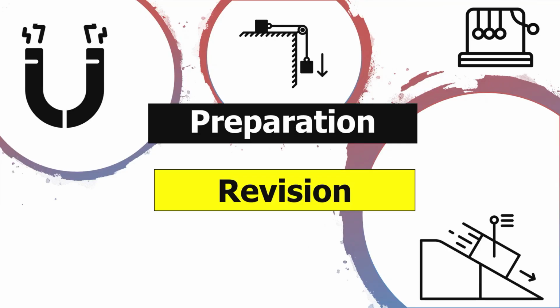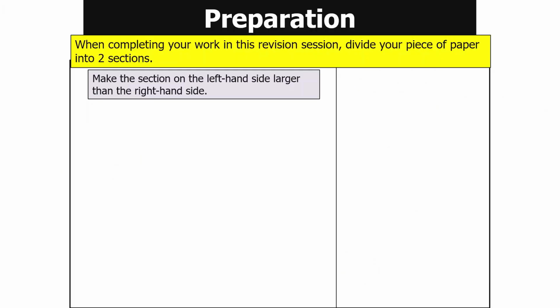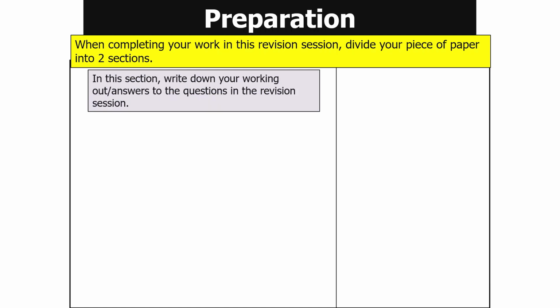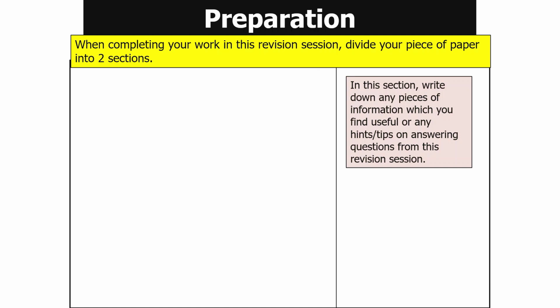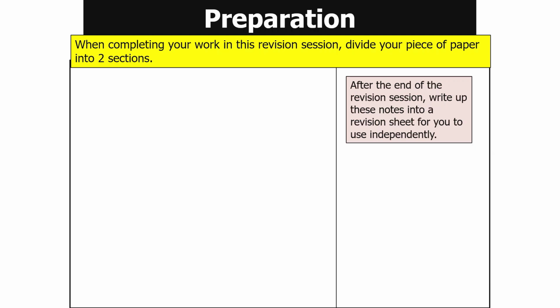So how should you prepare for this revision session? When you complete your work in this revision session, divide your piece of paper into two sections. Make the section on the left hand side larger than the right hand side, and in this left hand side section write down your working out and answers to the questions in the revision session. When you're doing this, make sure to write in full sentences and show the full working out. Whilst in the right hand side, write down any bits of information which you find useful, any hints and tips on answering questions from this revision session. At the end of the revision session, write up these notes into a revision sheet for you to use independently.